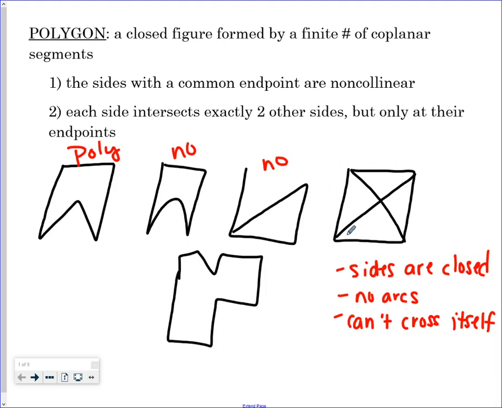Is it closed? It's closed. Check. Are there any arcs? No. Does it cross itself? So it crossed itself, so it's not a polygon. Okay? Is it closed? Check. Are there any arcs? Nope, so that works. Does it cross itself? No, so it is a polygon. Is anyone confused after seeing the examples now? Okay. Does anyone still need that page?